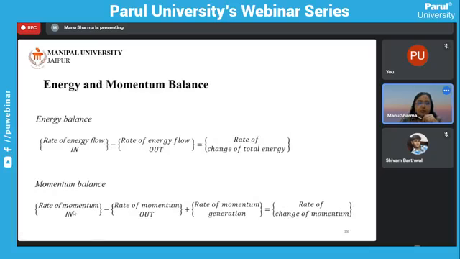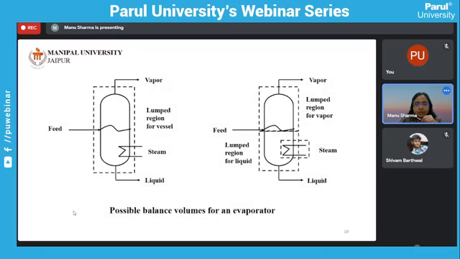Same goes with the energy and momentum balance. These are the simple statements or expressions for energy balances and momentum balances. These three balances are utilized to develop the mathematical model. Here is an example of an evaporation system.